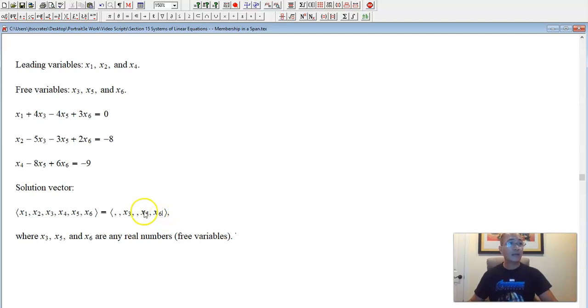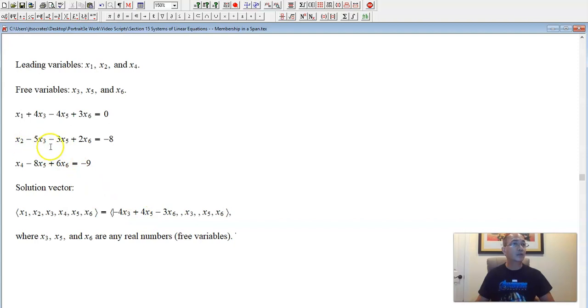So now that we have that, we can solve for the leading variables in terms of the free variables. So who is x1? We will move all of these to the right, and we will get 0 minus 4x3 plus 4x5 minus 3x6. So we can write that down in the correct place. x1 is minus 4x3 plus 4x5 minus 3x6. There we go.